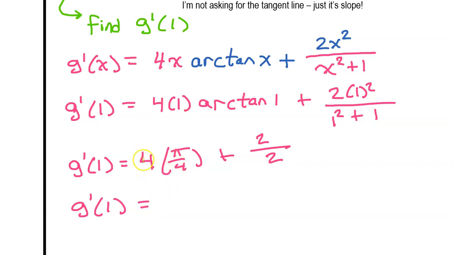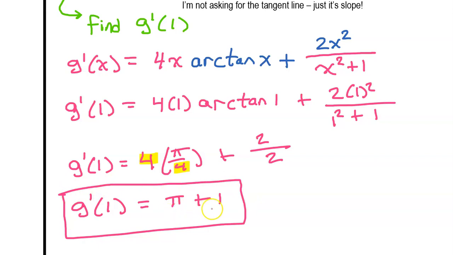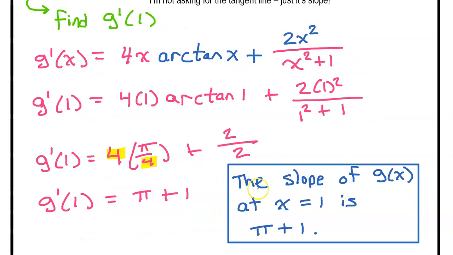So you see that the 4 and the 4 will cancel each other out. So that's just pi. And then 2 divided by 2 is 1. So pi plus 1. So that's it. G prime at 1 is pi plus 1. This is the slope of the curve at x equals 1. Let's practice good habits. If this were a free response question on the AP exam, I would write my answer this way. The slope of g of x at x equals 1 is pi plus 1.